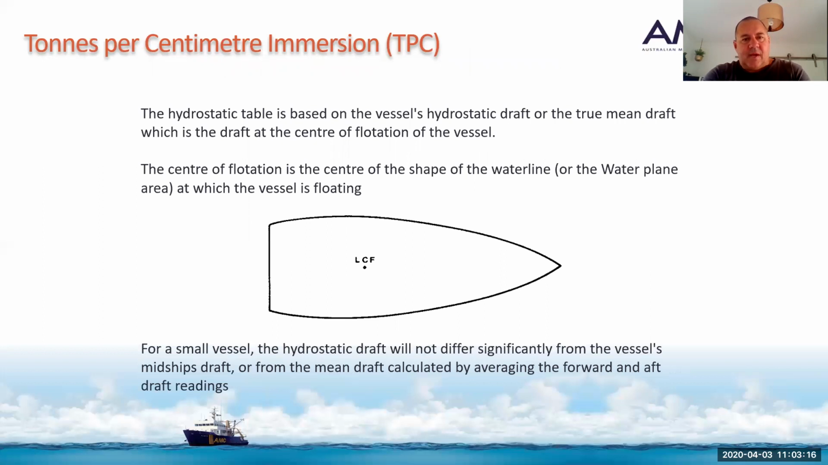So the hydrostatic tables are based on the vessel's hydrostatic draft or the true mean draft, which is the draft at the centre of flotation. The centre of flotation is the centre of the shape of the waterline or the water plane area at which the vessel is floating. For small vessels, the hydrostatic draft will not differ significantly from the vessel's midships draft or the mean draft calculated by averaging the forward and aft draft.